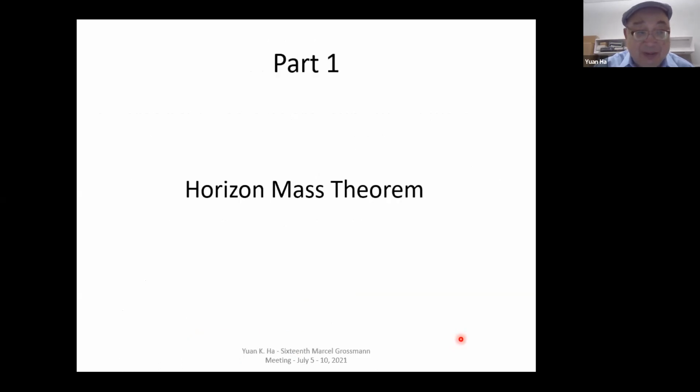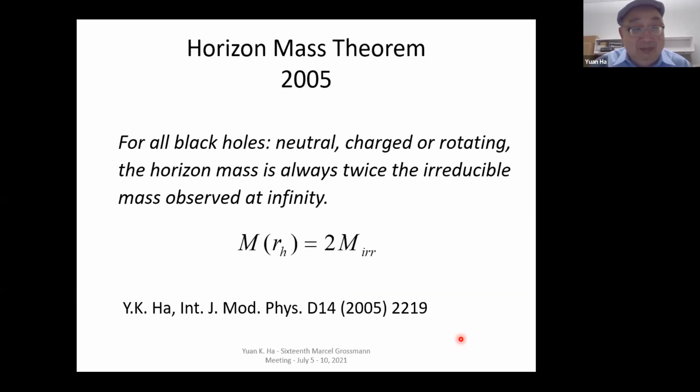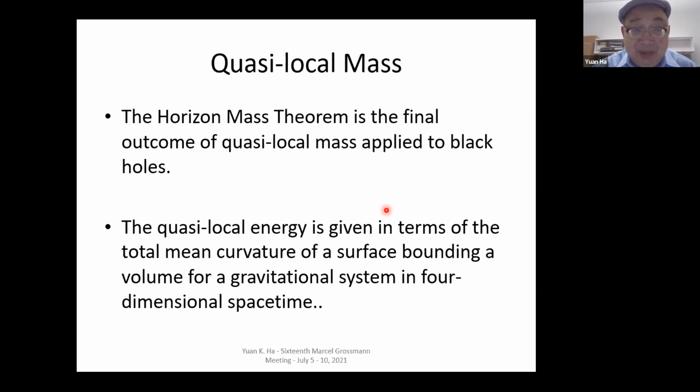Now, in part 1, we discussed the horizon mass theorem. The theorem can be stated like this. For all black holes, neutral, charged, or rotating, the horizon mass is always twice the irreducible mass observed at infinity. The horizon mass theorem is the final outcome of the quasi-local mass applied to black holes.